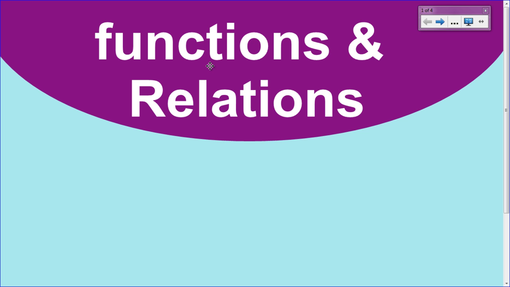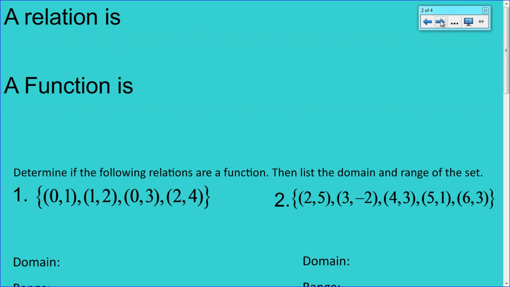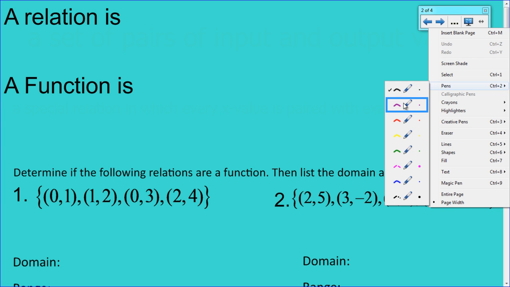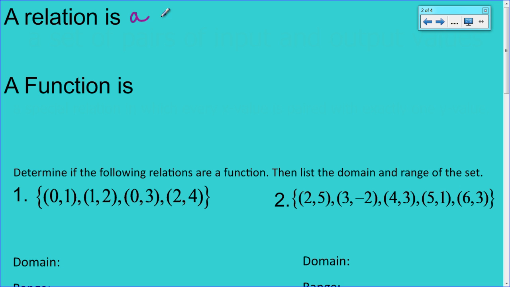The first thing you should see is a relation is and a function is. So the first thing we have to do is some definitions. We're going to have to learn what a relation is and what a function is. A relation is nothing more than a set of ordered pairs.